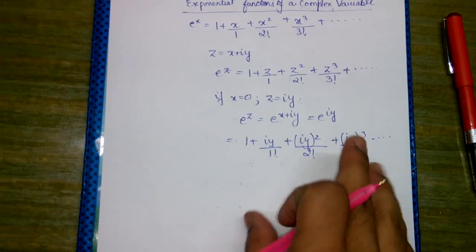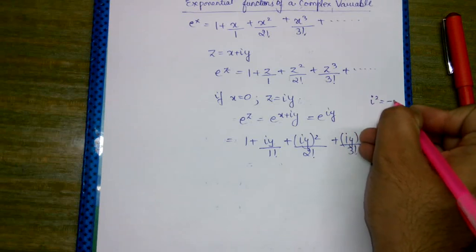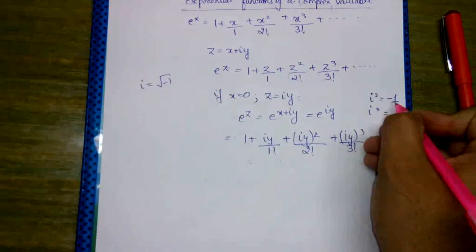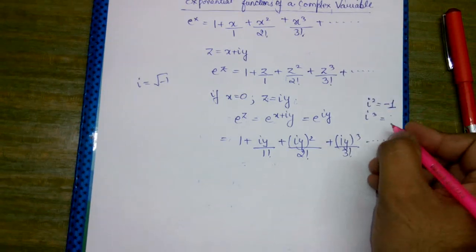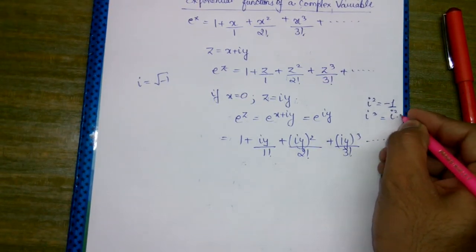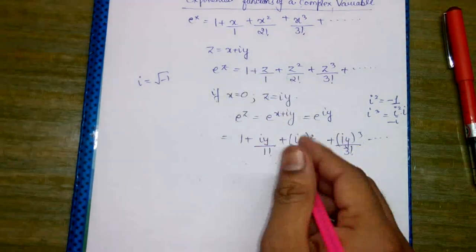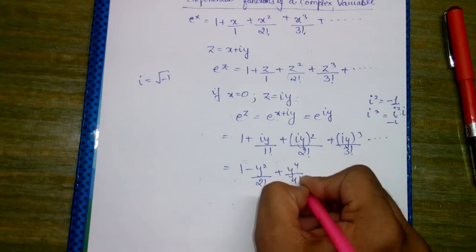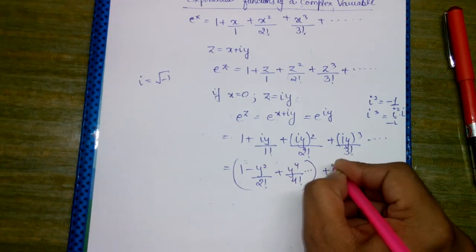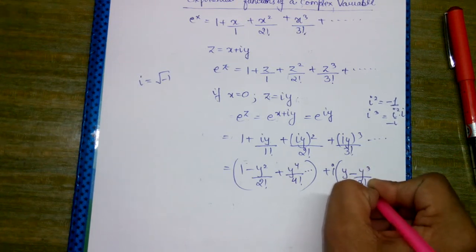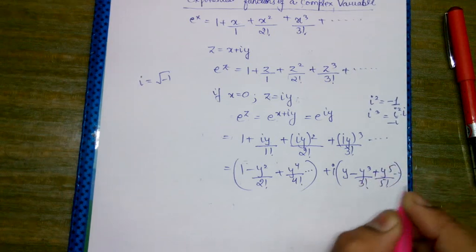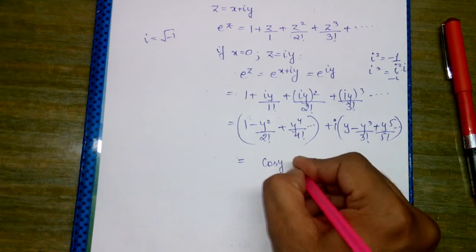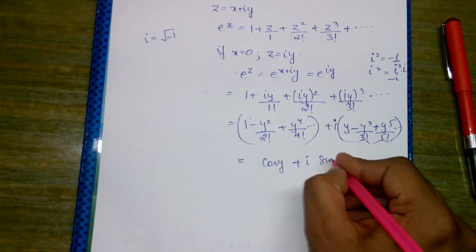and so on. And we know that i square is equal to minus 1, and i is equal to under root of minus 1. We can also evaluate i cube. Okay, i cube is i square into i, and this would be minus i. So this can be written as 1 minus y square upon 2 factorial plus y to the power 4 upon 4 factorial and so on, plus i into y minus y cube upon 3 factorial plus y to the power 5 upon 5 factorial and so on. So this is actually a series of cos y, and plus i, this is a series of sin y.